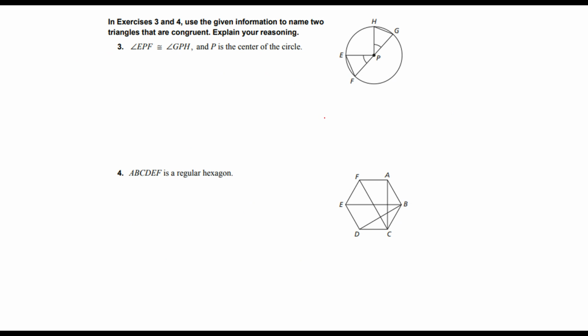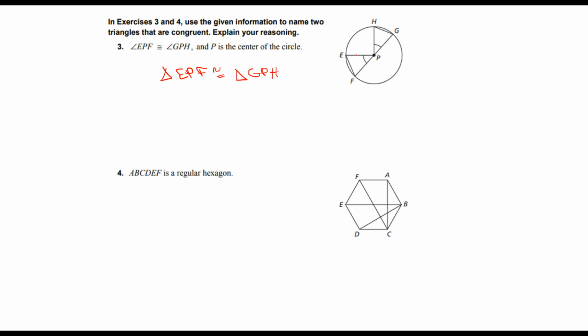So here's how this looks in your textbook. If P is the center of the circle, what do you know about any two triangles? Can you name two that are congruent? I'll give you a chance to try it. And you should have come up with triangle EPF is congruent with triangle GPH.